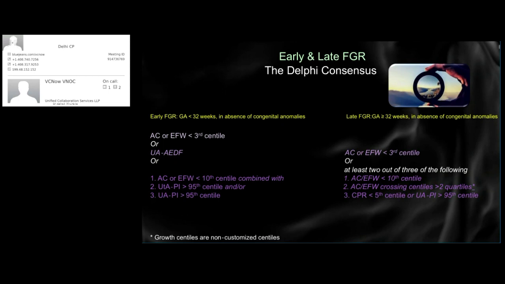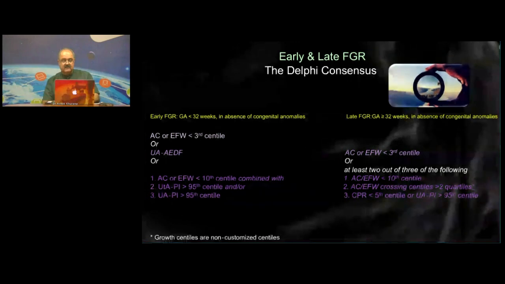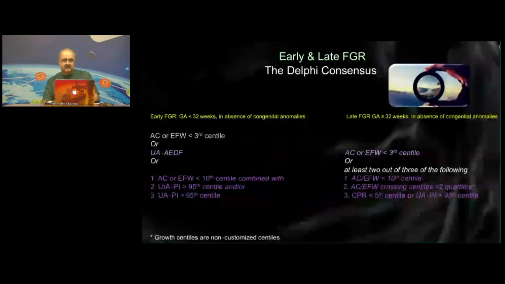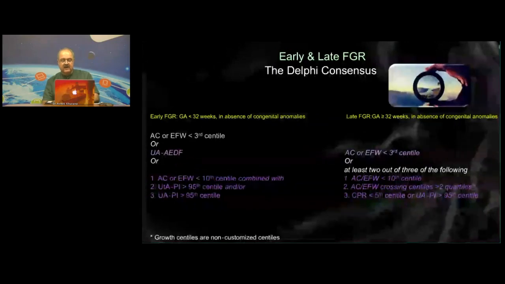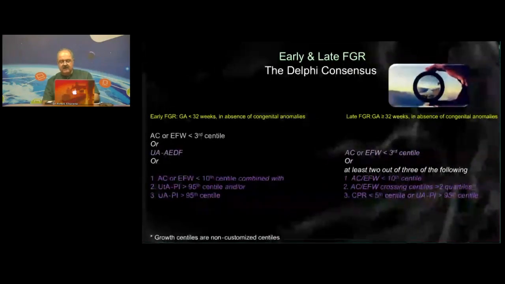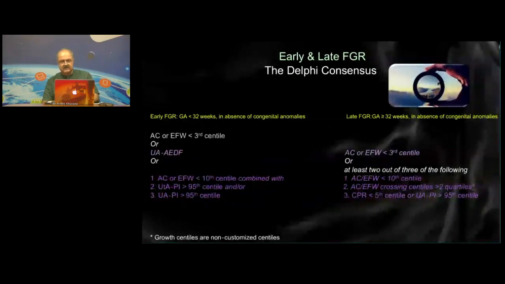Not as sharp as the Barcelona definitions, but you see, the Barcelona definitions is a randomized controlled trial. The Delphi consensus is a bunch of experts. The value is far more in an RCT compared to a bunch of experts. I do respect the experts, there's no doubt, they're wonderful people. But the fact remains that the evidence is more robust when you look at the Barcelona group. There is similar throwing in of lots of stuff, such as the CPR, even for the definition of the late group, and it's useful to know that that also exists.